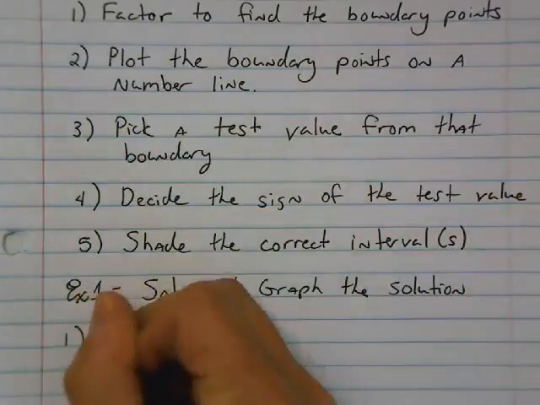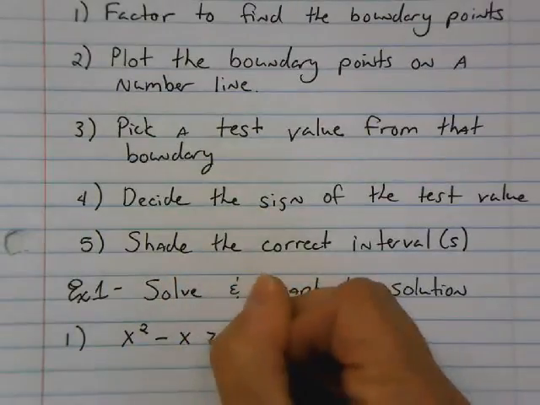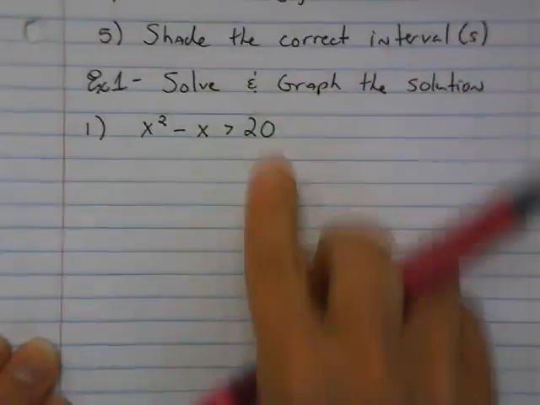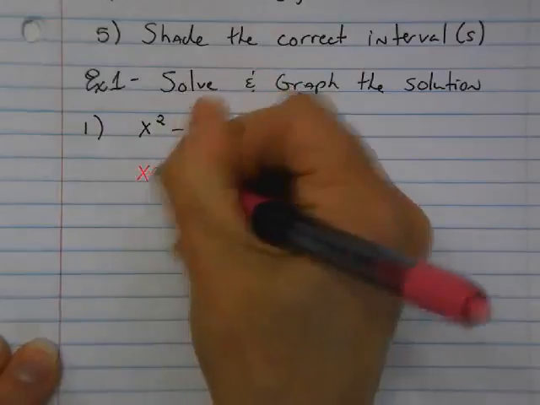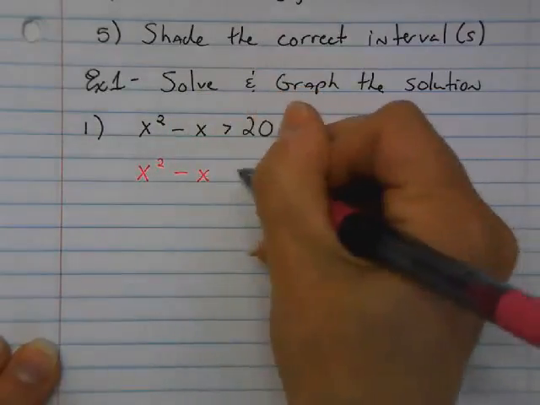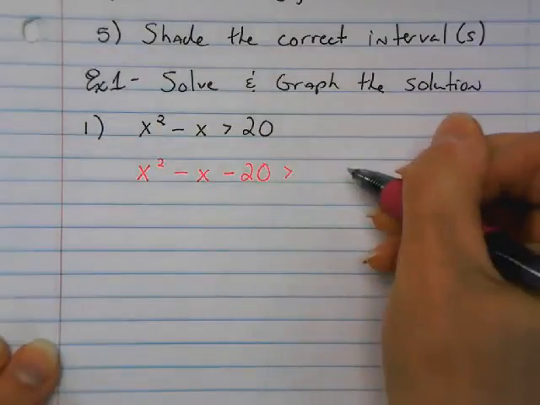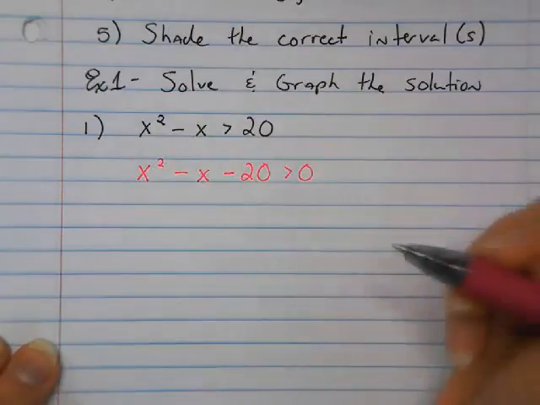Number 1. Let's say I have x squared minus x is greater than 20. Alright, step 1. Factor to find the boundary points. So I'm going to go ahead and factor this, which means I have to set it equal to 0. So I'm going to have x squared minus x minus 20. Now, I like to just leave the inequality symbol, but if that bothers you, you could put an equal sign there and then just keep that inequality in mind.